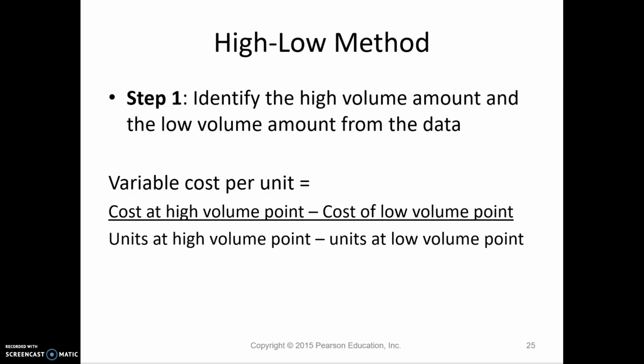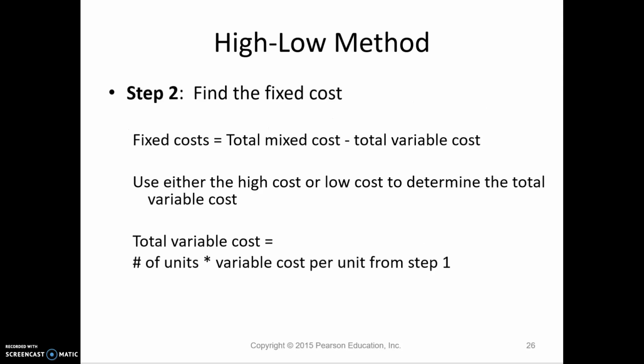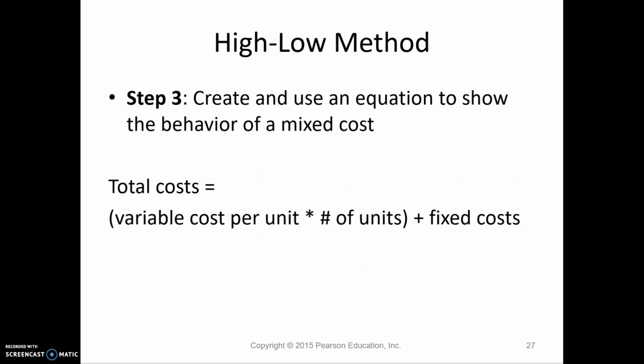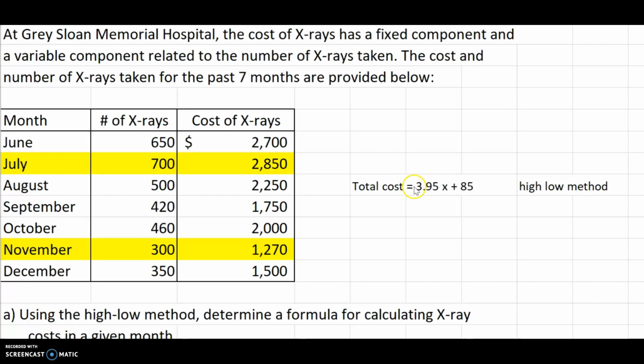Then we were able to take that variable cost per unit and multiply it by the number of units at the high volume point, and that told us what the variable cost portion was of the high volume cost. The difference between the total cost at the high volume point and the variable cost portion would be the fixed portion. And then we could use that to develop a formula, right? In our example, the x-ray cost came to $3.95 per x-ray plus 85 cents in fixed costs, and we add that together to get our total cost.